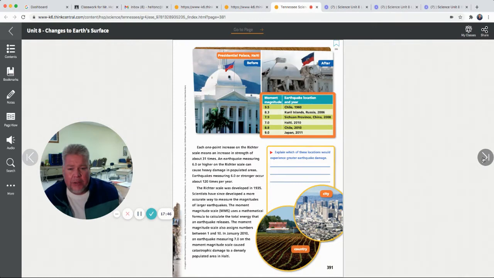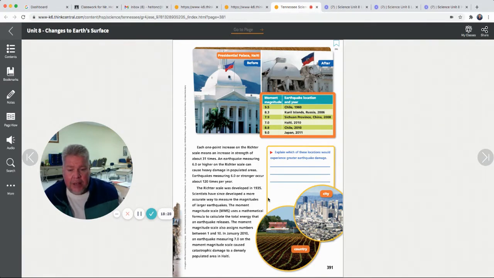Each 1 point increase on the Richter scale means an increase of strength of about 31 times. An earthquake measuring 6.0 or higher on the Richter scale can cause heavy damage in populated areas. Earthquakes measuring 6.0 or stronger occur about 120 times per year. The Richter scale was developed in 1935. Scientists have since developed a more accurate way to measure the magnitudes of larger earthquakes. The Moment Magnitude Scale, or MMS, uses a mathematical formula to calculate the total energy that an earthquake releases. The Moment Magnitude Scale also assigns numbers between 1 and 10.